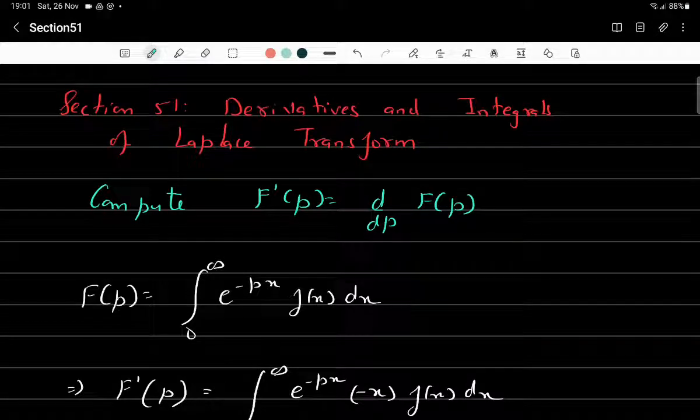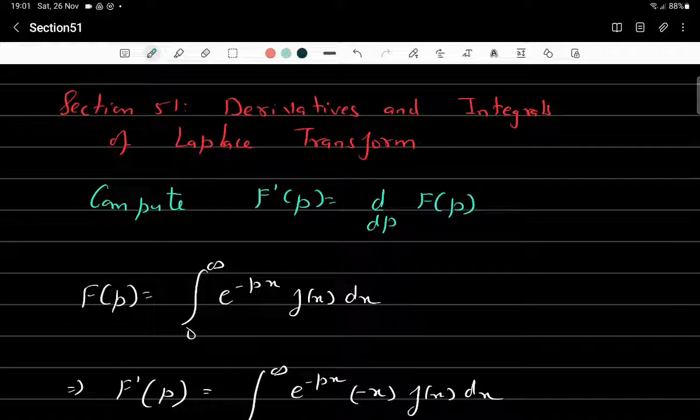Good morning everyone. So in the last class, recall that we have discussed the shifting formula and we have seen how we can use the Laplace transform to solve the equation with constant coefficients. Today we will see that the Laplace transform can be used for solving other differential equations also.